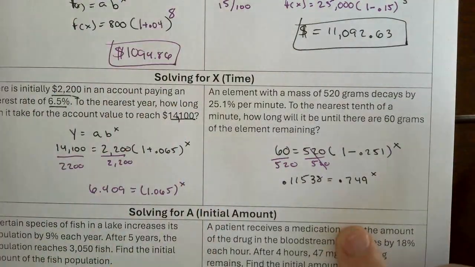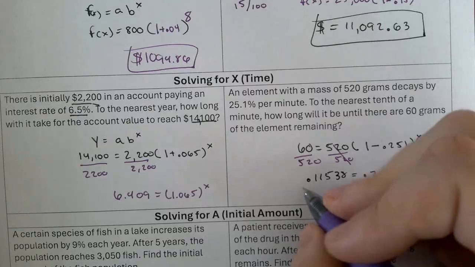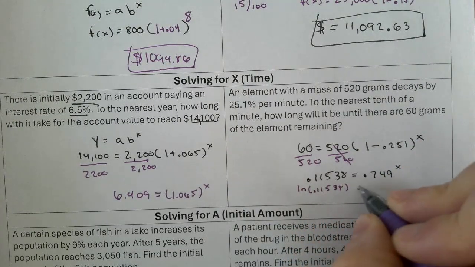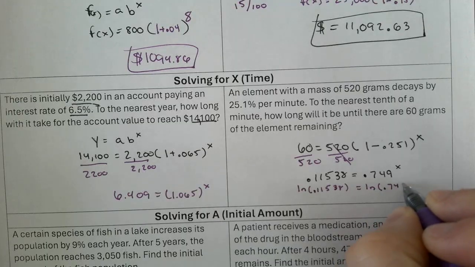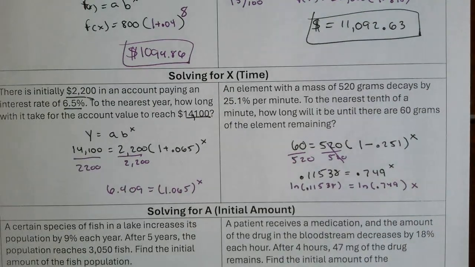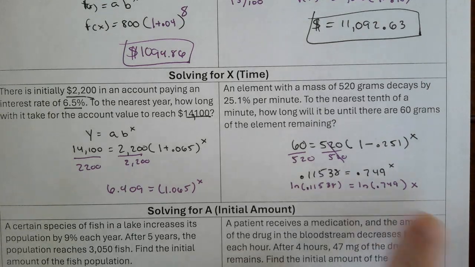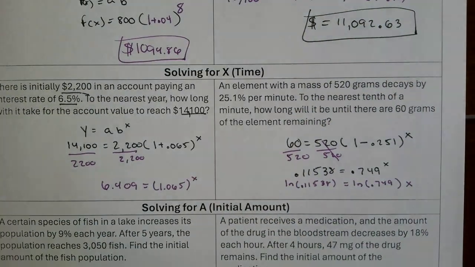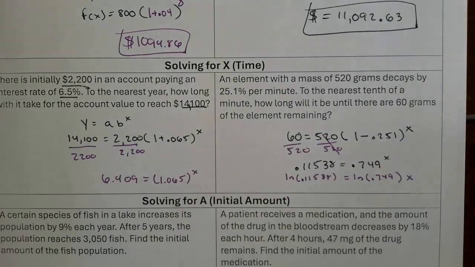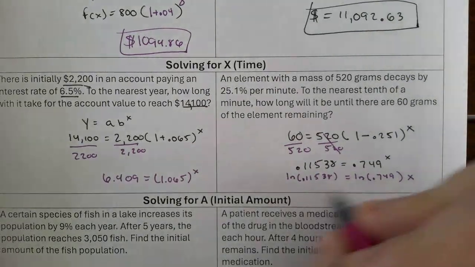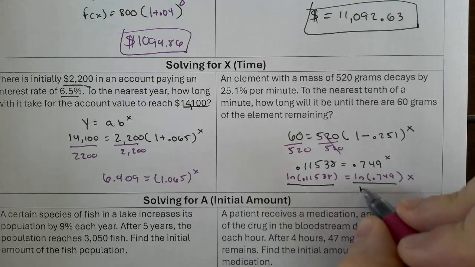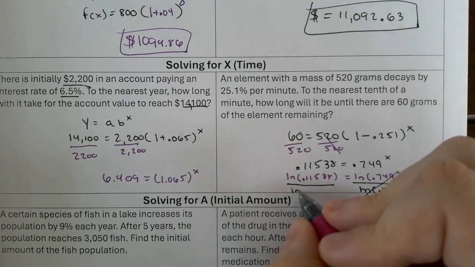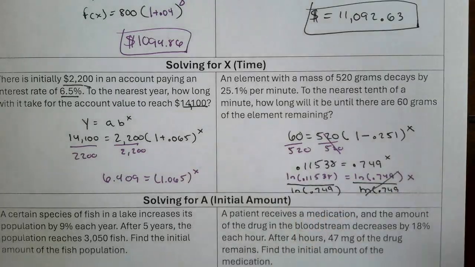Now what we did before is what we're going to do again. We're going to ln both sides. So the ln of 0.11538 would equal the ln of 0.749 times x. And that x no longer is an exponent. It drops down. One thing you could do, if you don't want to type it in and rewrite, is just take these numbers in your calculator and divide by the ln of 0.749, and it would just cancel.